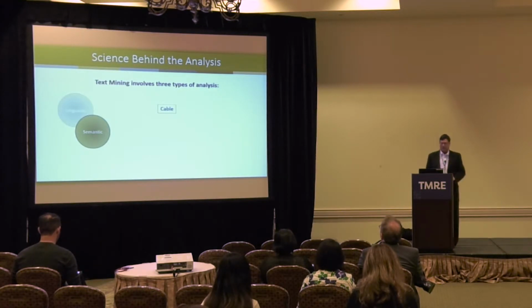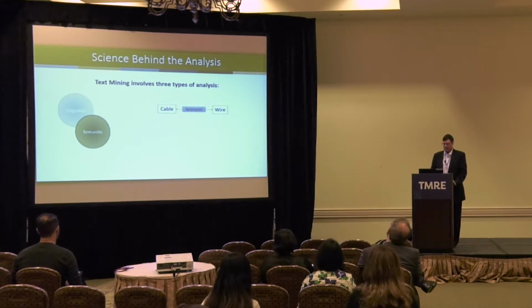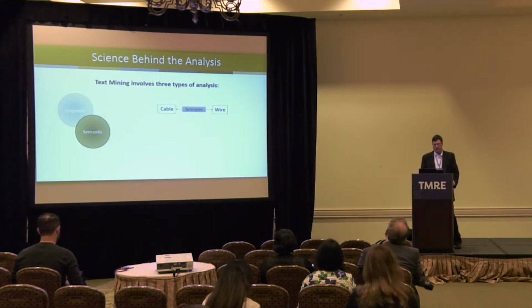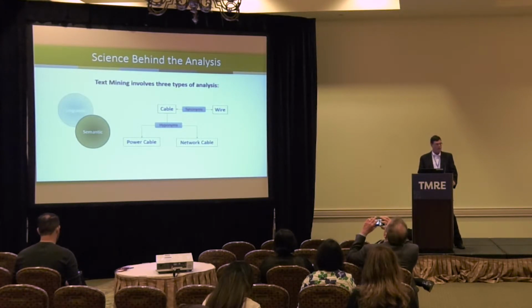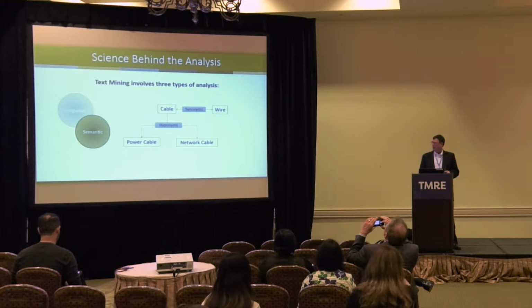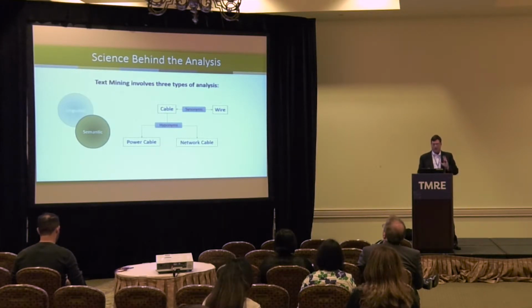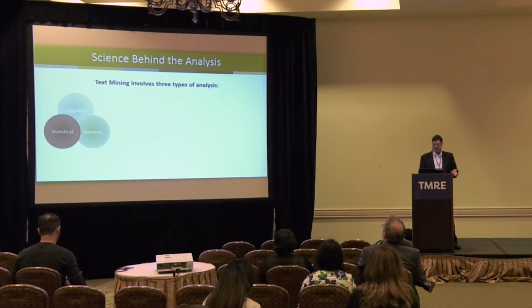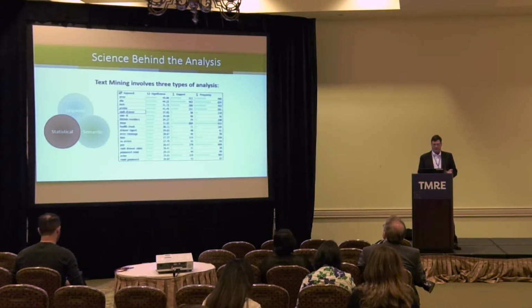So here's an example. We have cable, and there are synonyms for that, like wire would be found as another synonym. And then there are hyponyms, like power cable or network cable, that get more specific in regard to the word cable. So that's the semantic processing. And then there's finally the stats processing. Here we're leveraging the analysis of statistics.